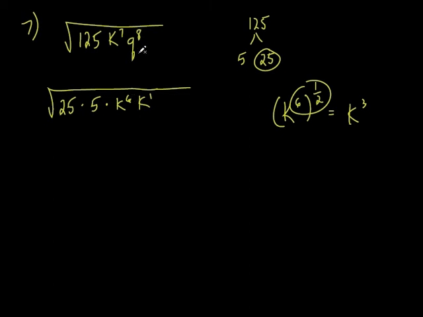All right? What about q? We could do the same thing with q to the 8th. Instead of breaking it down into q squared, q squared, q squared, q squared, which is a little time consuming, we could look at this and say, oh, it's an even exponent.